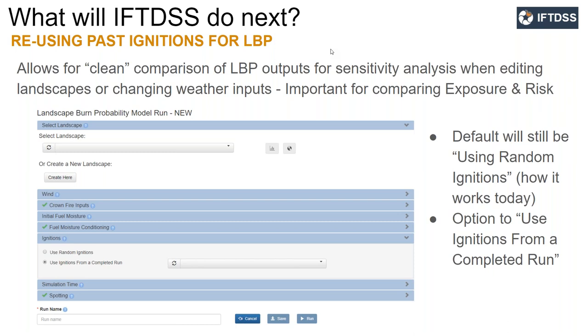Initially, we controlled the number of ignitions that were used for each run, and we did that to just optimize modeling time, computing power, etc. But we realized a lot of people want to do true comparisons, so really comparing apples to apples instead of apples to oranges by always having random ignitions. So we're going to add the functionality or ability to reuse an ignition file from a run you did earlier in IFTDSS. So at that point, you can hold those static if you choose to do that.